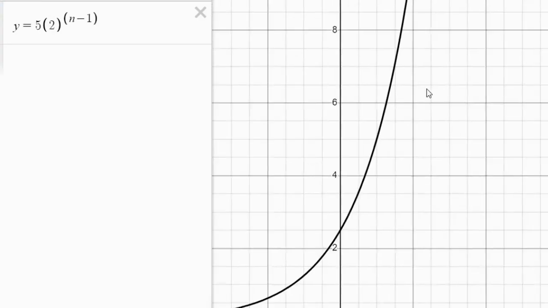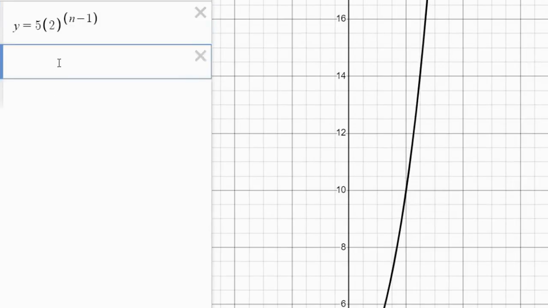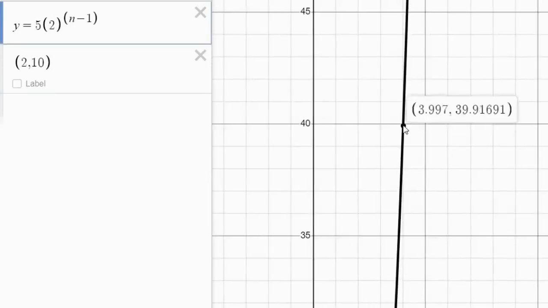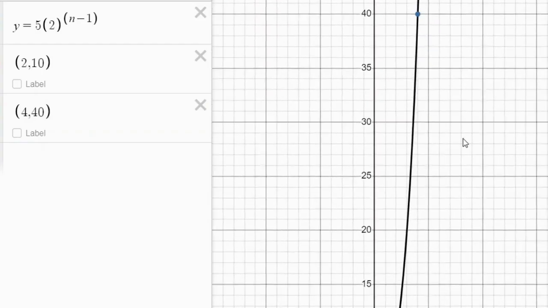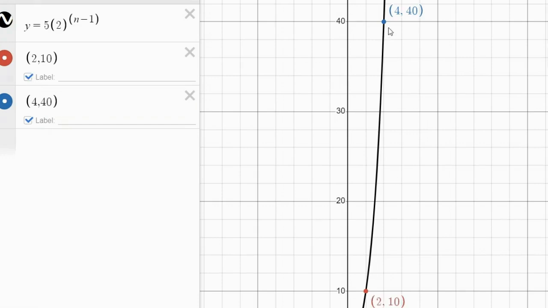Where is 2? 2 is right up here. (2, 10) is the point. So we can graph that point. And at 4, it's way up here. Oh yeah, (4, 40). That is on the graph, so let's graph that point. And then on the graph, you can do rise over run, right? How much does it rise? From 10 to 40, it goes up plus 30.